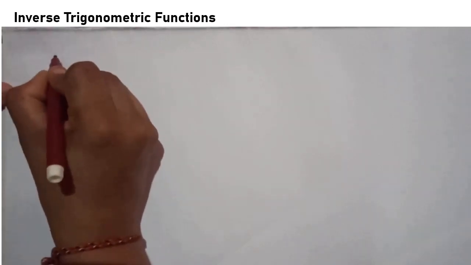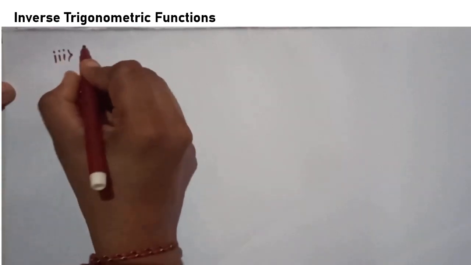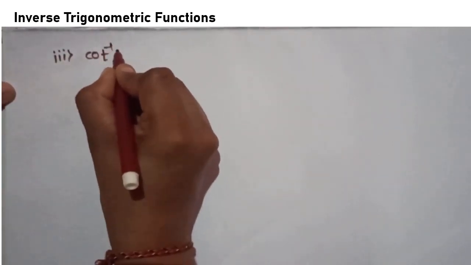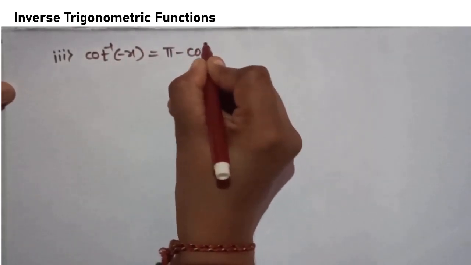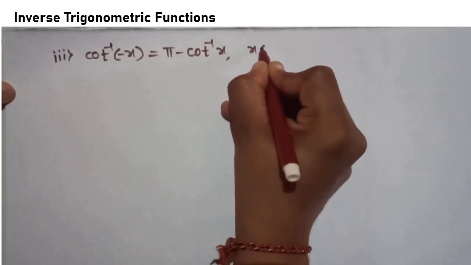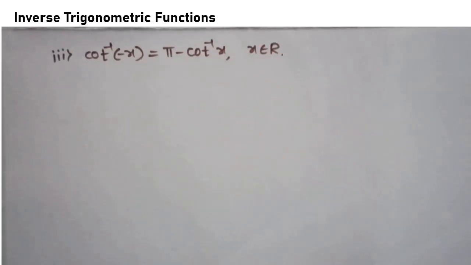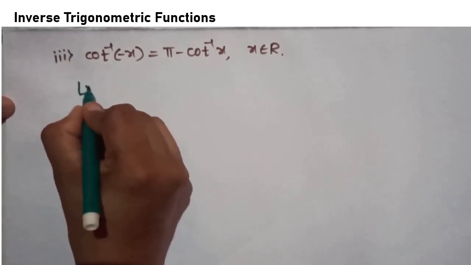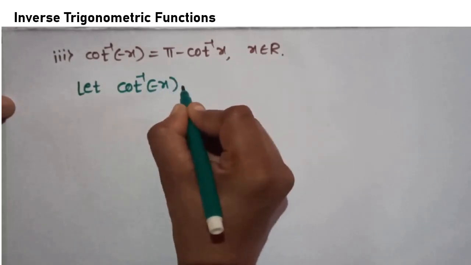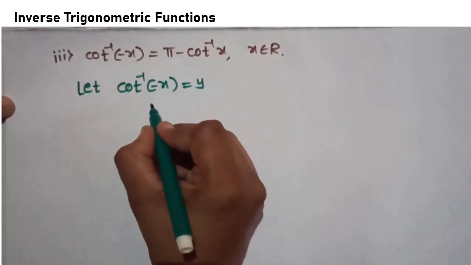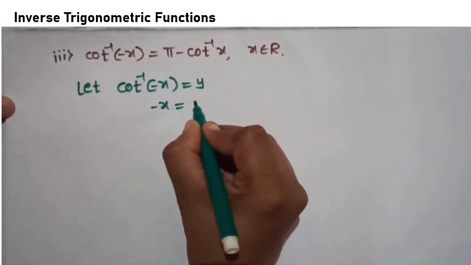So, we'll prove the next property, that is cot inverse of minus x. Cot inverse of minus x is equals to pi minus cot inverse x, where x belongs to the set of all real numbers. We'll learn how to prove this property. Again, let me consider cot inverse of minus x equals to y. So, again we can write this as minus x is equal to what?